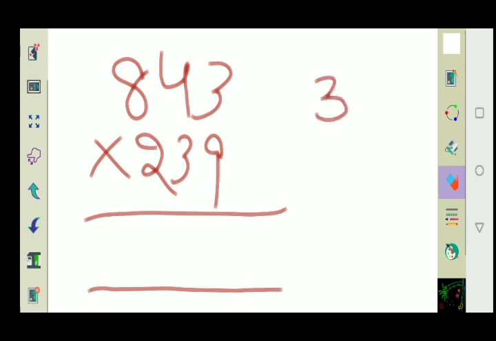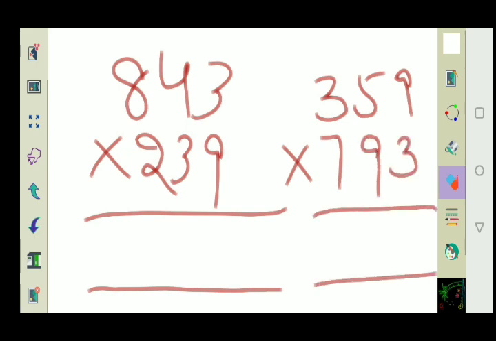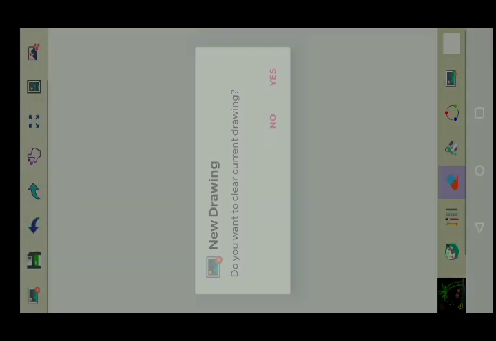Let's take another example. 359 multiplied by 793. Try to use it through the traditional method and through this method, and then again after a practice of 1 week, let's meet to see how you have mastered this Vedic Sutra and how fast you do this calculation with me. So enjoy doing, dear friends.